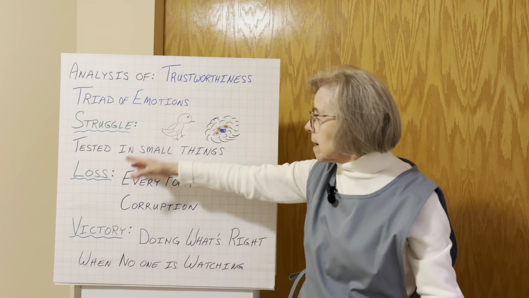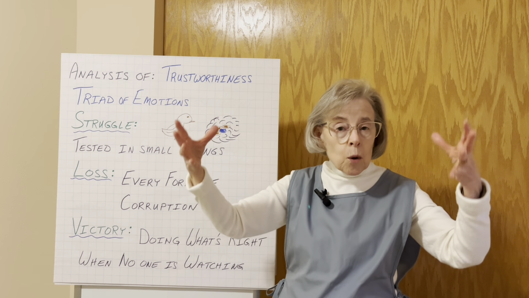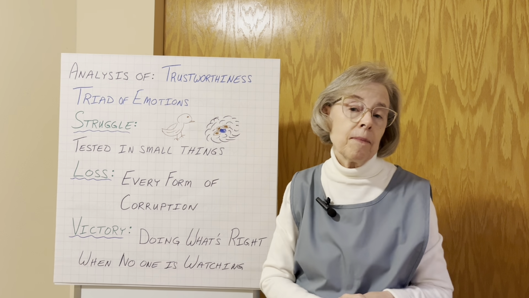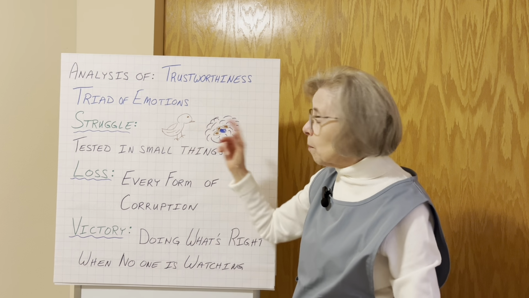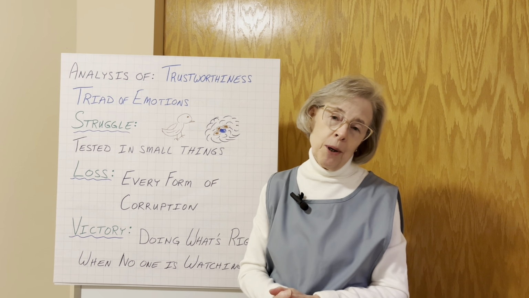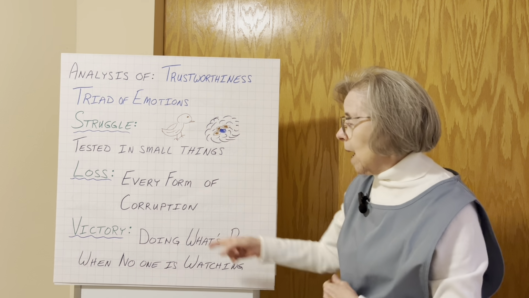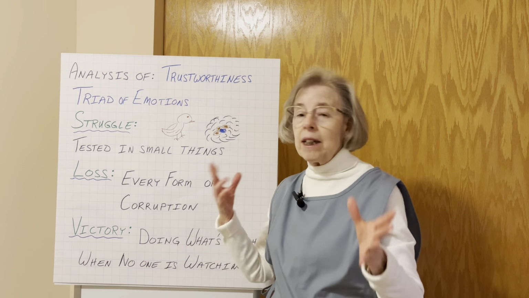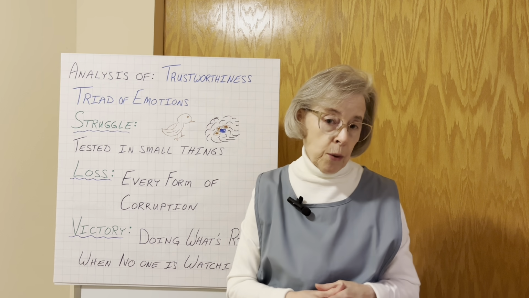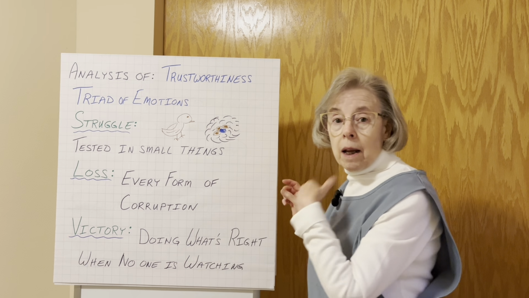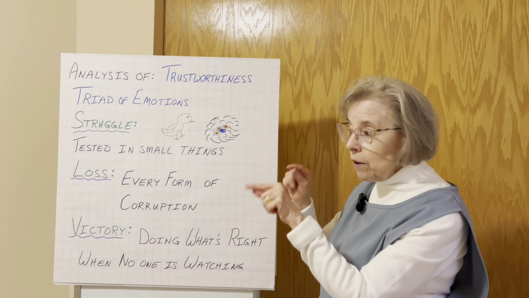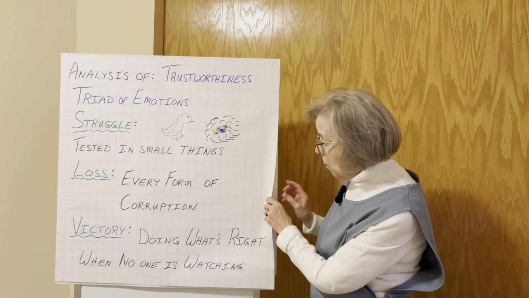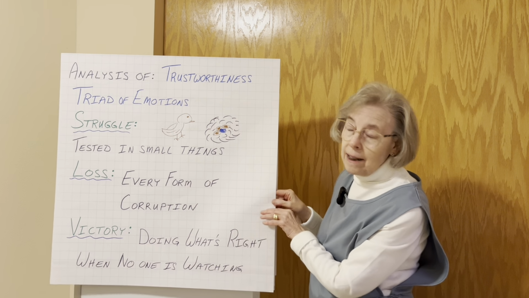Trustworthiness is our behaving in a right manner, even when no one is looking. Trustworthiness is tested in small things. Our animal model is the cuckoo bird, who lays its eggs in the nest of another bird. Not particularly trustworthy. The low state is every form of corruption imaginable, every type of greed, every type of dishonesty, all come under trustworthiness. And if you want to make your reader doubt one of your characters, just give them a hint of untrustworthiness. The victory state of trustworthiness is doing what is right, even when no one is watching.